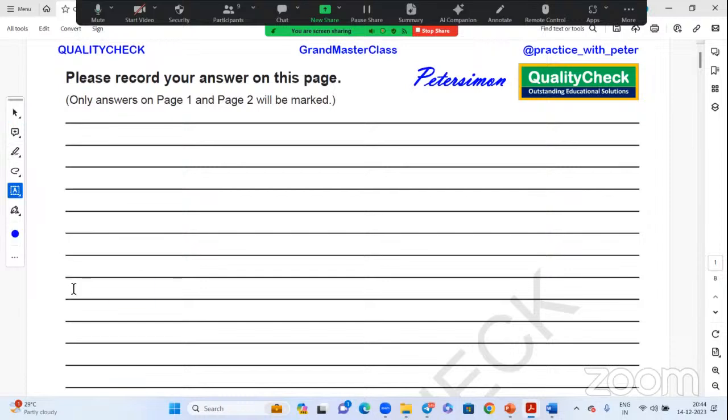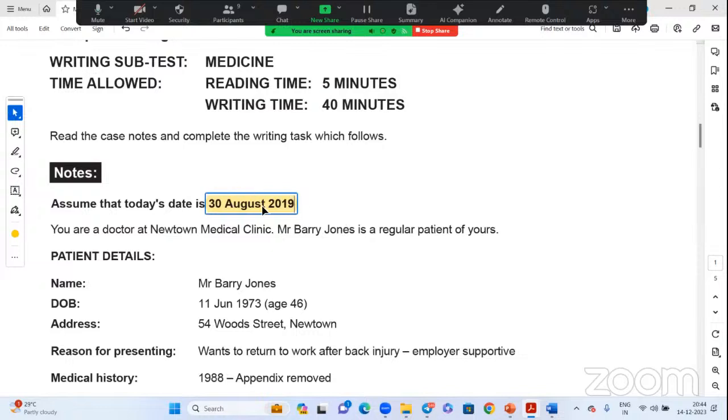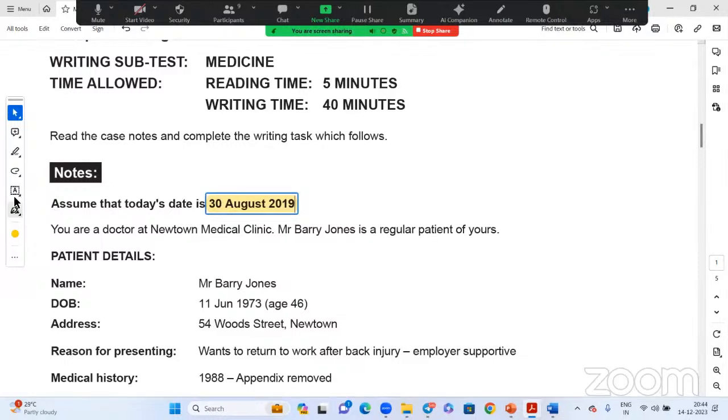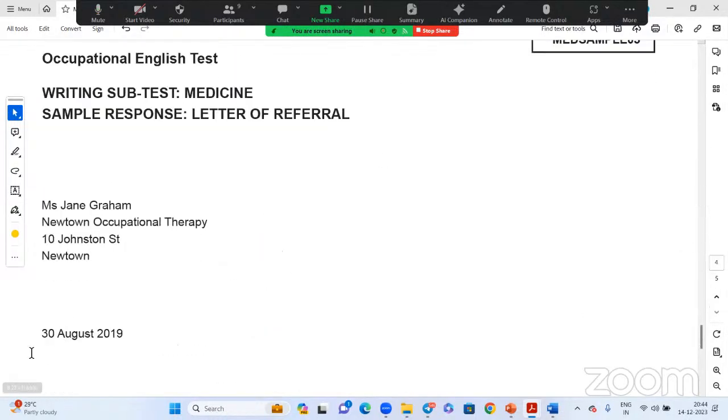Let us keep it here. So this is important, the date. We call this the date. This is the second component. If you want to see the sample letter, you will know. First the address, then the date. Date is the second component.